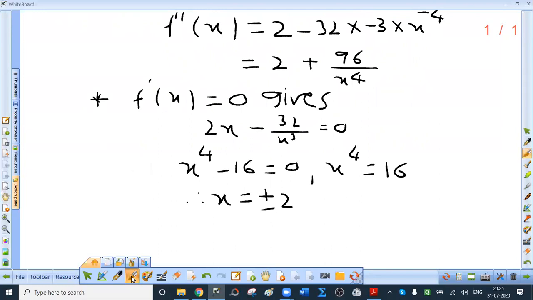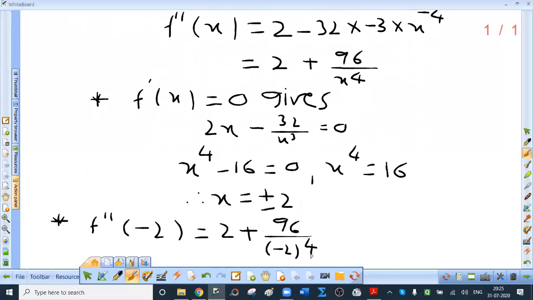So I will say f double dash of minus 2. What is f double dash of minus 2? It is 2 plus 96 upon minus 2 raised to 4. Actually, you need not find this. You can directly say this is positive. But in exam, it is better that we find this. 96 upon 16, which is 6. So 6 plus 2, that is 8, which is greater than 0.